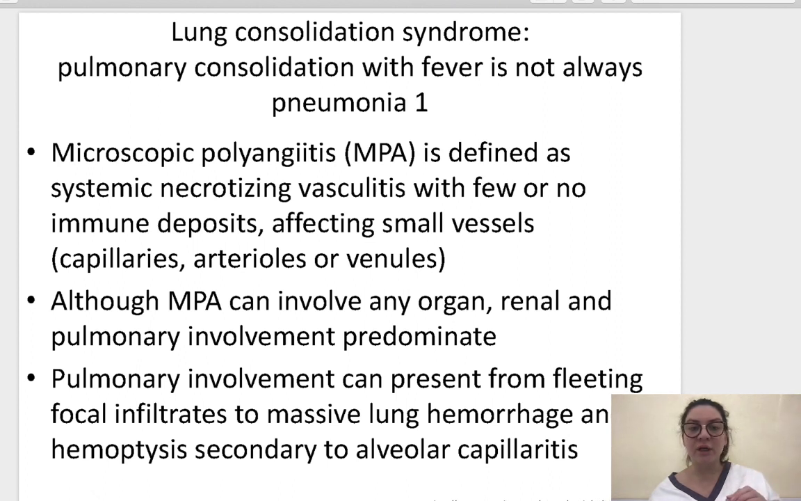Microscopic polyangiitis, as an example, is an autoimmune disorder defined as systemic necrotizing vasculitis with few or no immune deposits affecting small vessels, like capillaries, arterioles, and veins. Although MPA, microscopic polyangiitis, can involve any organ, renal and pulmonary involvement predominate. Pulmonary involvement can present from fleeting focal infiltrates to massive lung hemorrhage and hemoptysis secondary to alveolar capillaritis. Yes, you understand, it goes with fever, it goes with pulmonary consolidation. And if you focus just on pneumonia, you can miss such a danger and such an important disorder like microscopic polyangiitis.